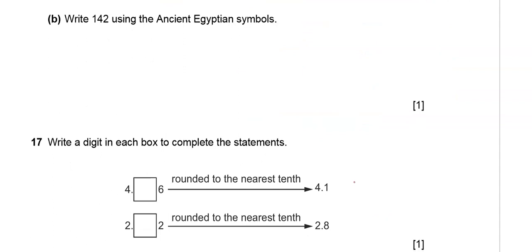Part B. Write 42 using the ancient Egyptian symbols. So you can divide it in terms of tens. Of course, this would be 40, and this would be 2. Therefore, for 10, you have this symbol.